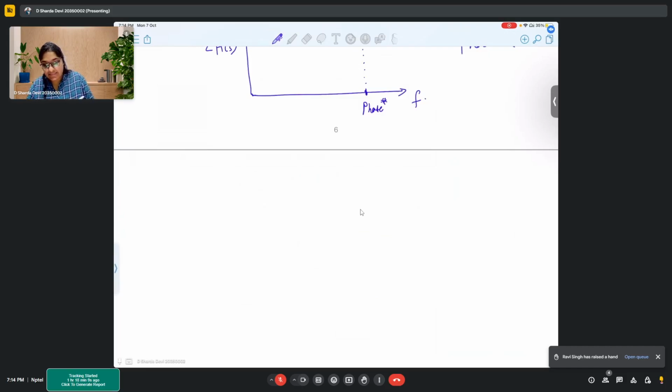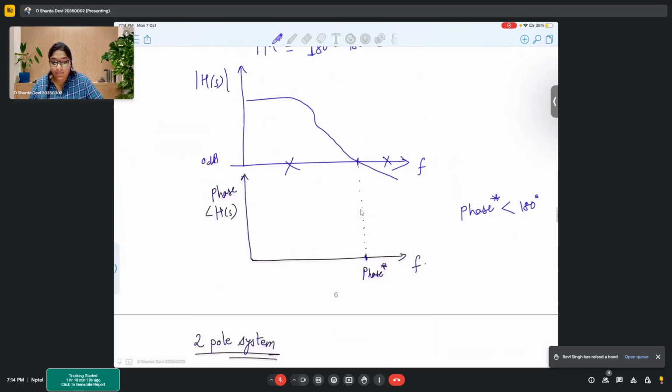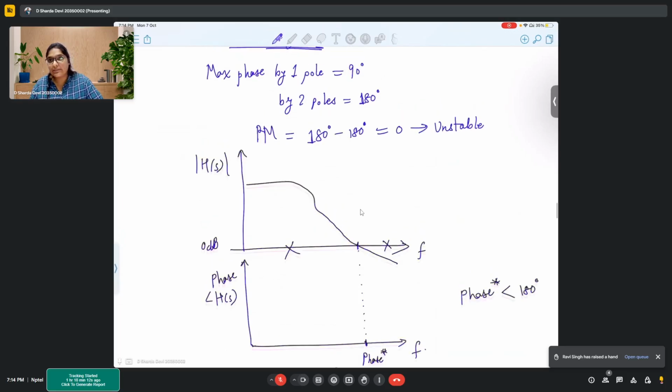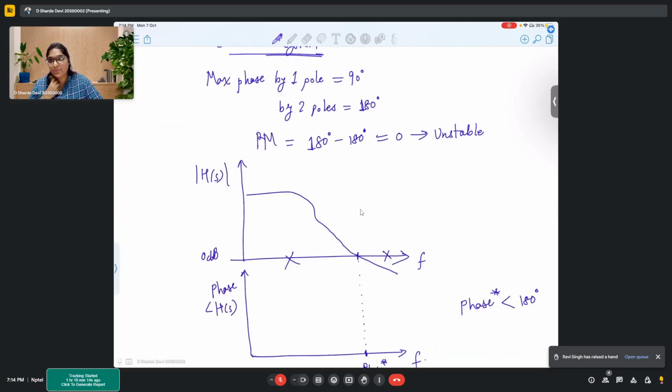Okay, so now when we have a two pole system, if you have any doubts, please unmute yourself and ask. So I just wanted to know, at least one pole should be before the crossover frequency, right? Yes, yes. At least one should be before the crossover frequency, and that pole is also the dominant pole.